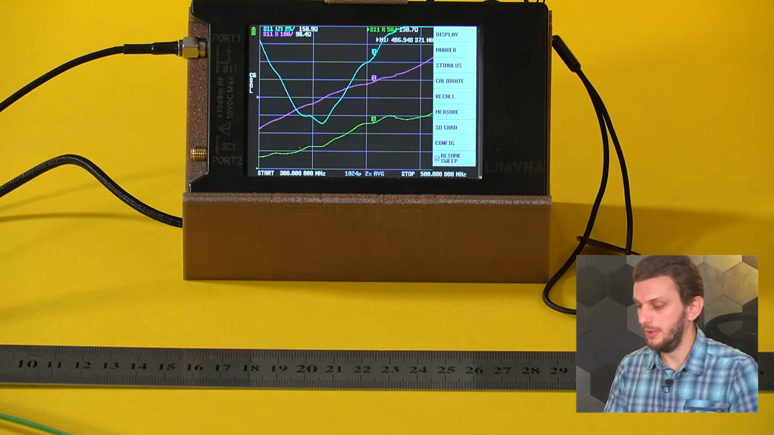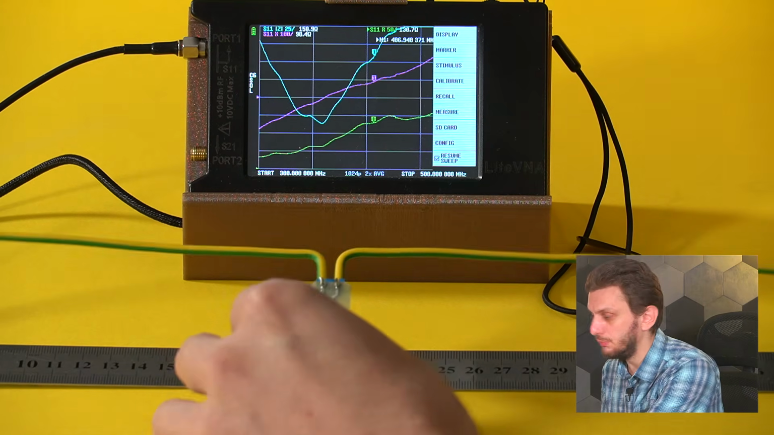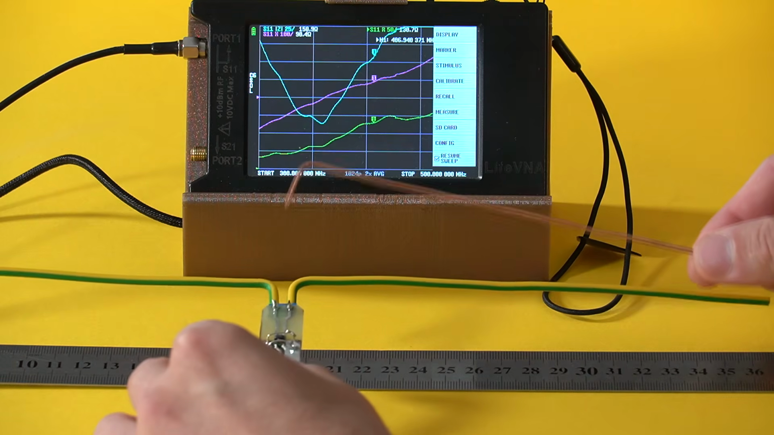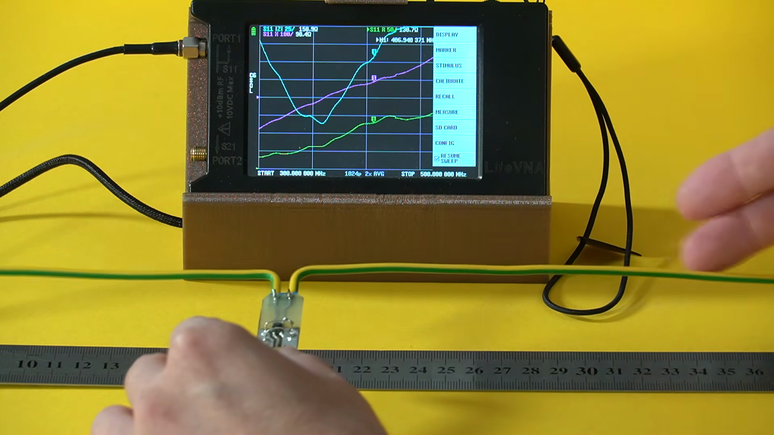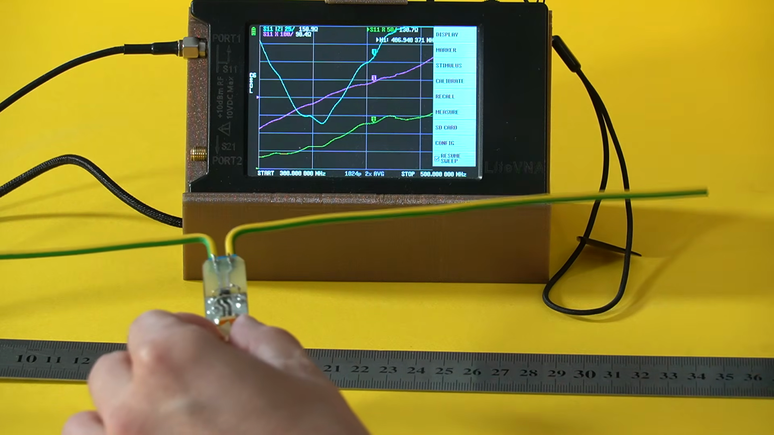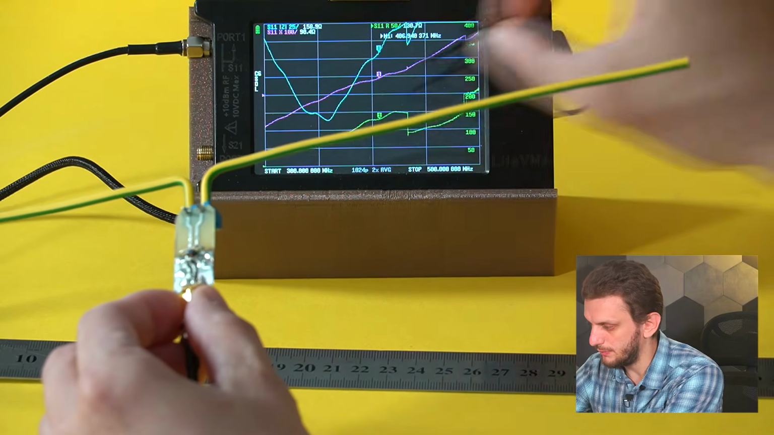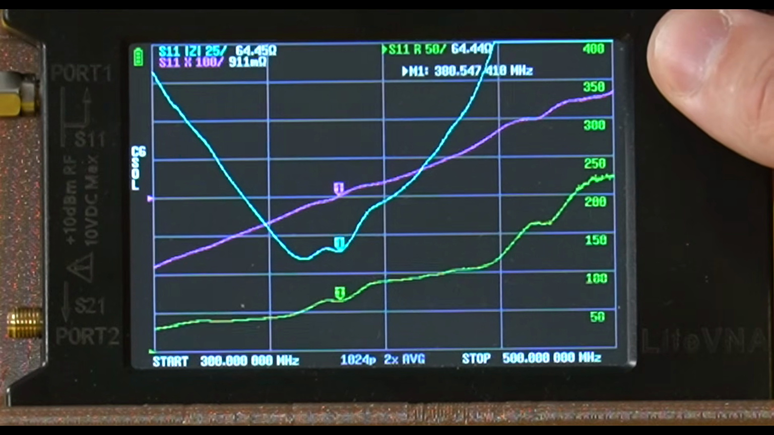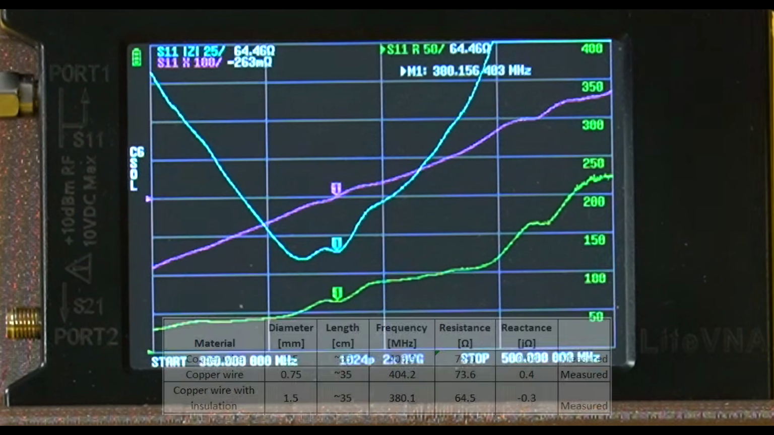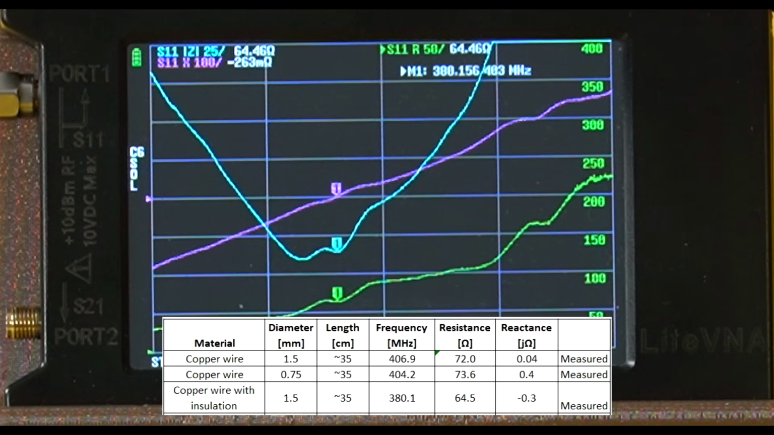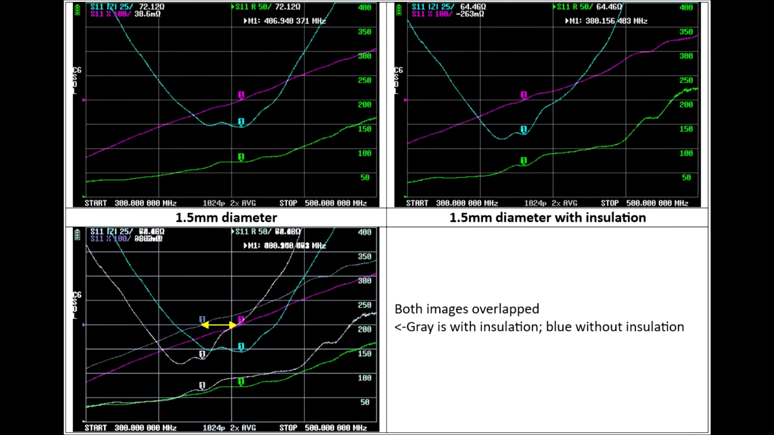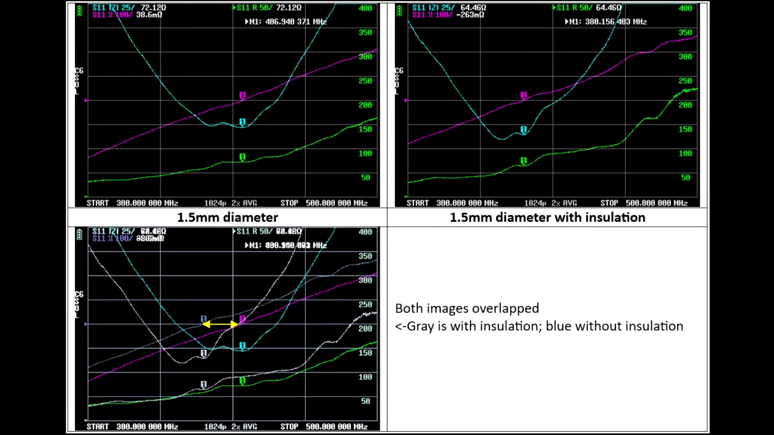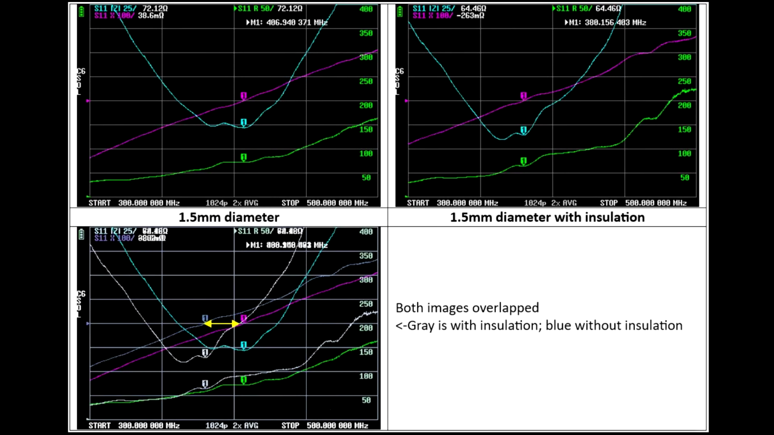To highlight this effect, I prepared another 35 cm dipole with the same 1.5 mm wire that we've used previously, but this time I left the wire insulation on. So this is some electrical wire. And if we measure this antenna, we can notice that the resonant frequency has been pushed lower, so it's around 380 MHz this time. This is due to the insulation on the wire, which makes the wave travel slower through it, but the bandwidth of the antenna did not change all that much. So the two measurements are very comparable.